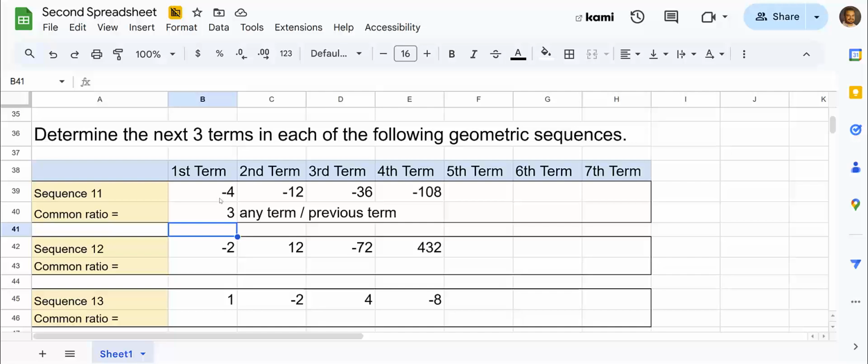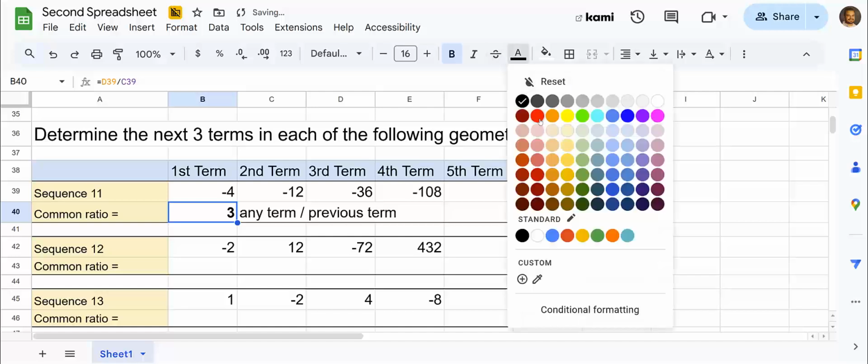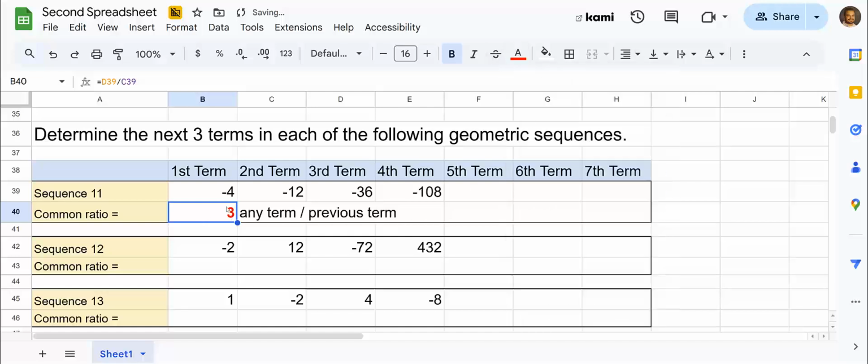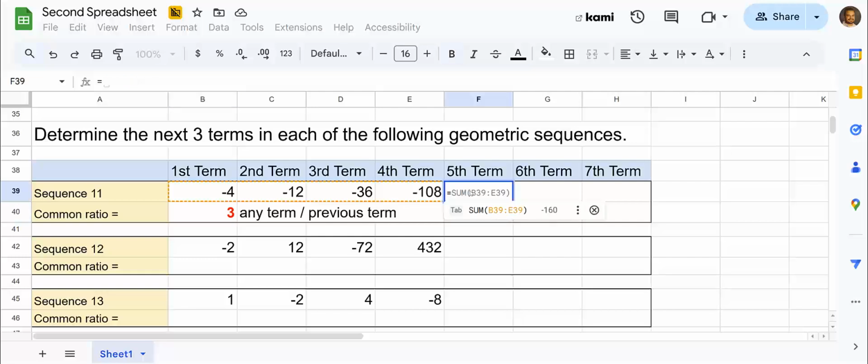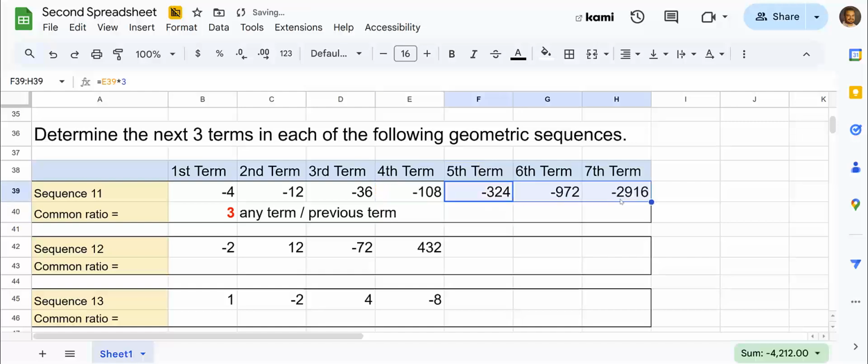So if we take -4 times +3, let me just go ahead and bold that, make it red for you. So if we take -4 times 3, we'll get -12. If we take -12 times 3, we'll get -36. And we continue on. So let's just continue the sequence. For this one, let's take whatever's in the fourth term, so whatever's in E39, and multiply by 3. And there we go. And quick and easy, we can find the fifth and the sixth term.